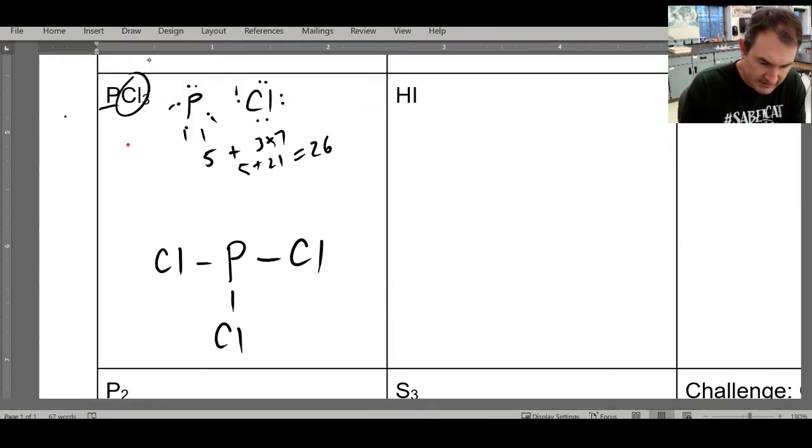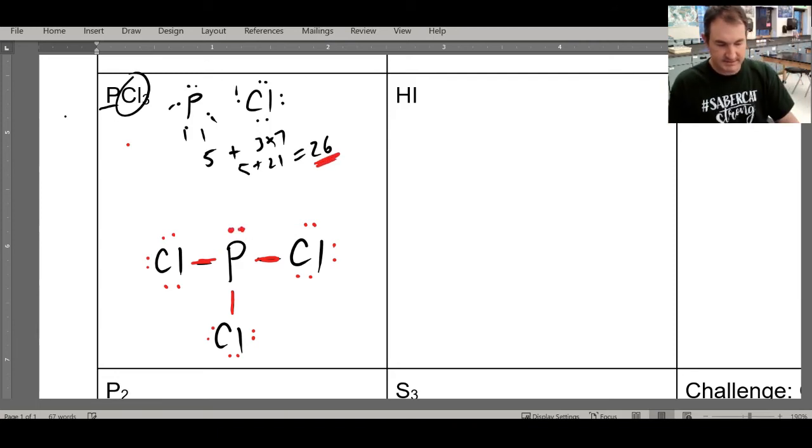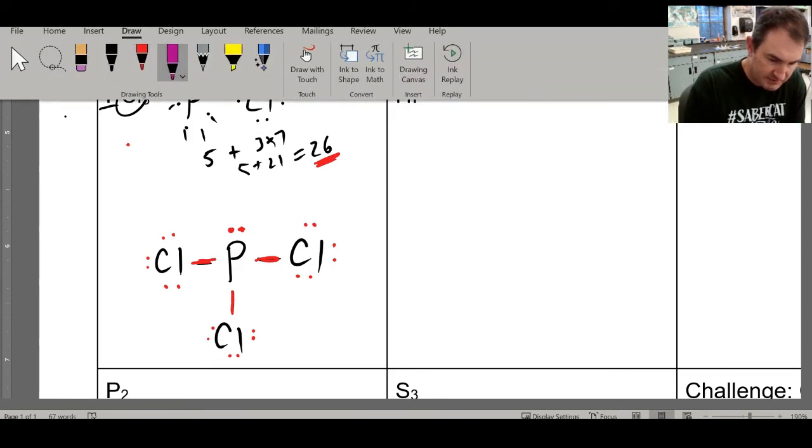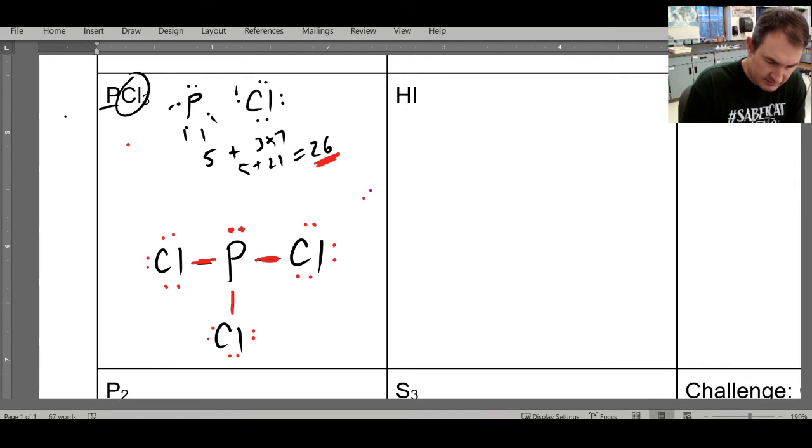So here we go. We're going to go up to 26: 2, 4, 6, 8, 10, 12, 14, 16, 18, 20, 22, 24. Where does the last pair go? I've got to get to 26. There's a spot right here on phosphorus, 26. All right, so we've got all of our valence electrons on there. If we count up, is everybody full? This chlorine has 8: 2, 4, 6, 8. It's good.